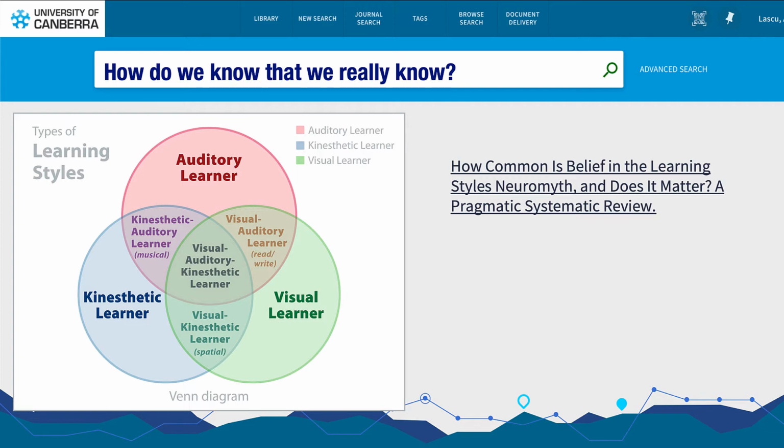But it turns out that there is a significant amount of evidence to the contrary, and yet this idea still prevails. So how common is the belief in learning styles, and does it matter? There's a wonderful review at the end of this link that will show you why this is so easy to believe and is perpetuated in our understanding, but it actually turns out to be a neuromyth.